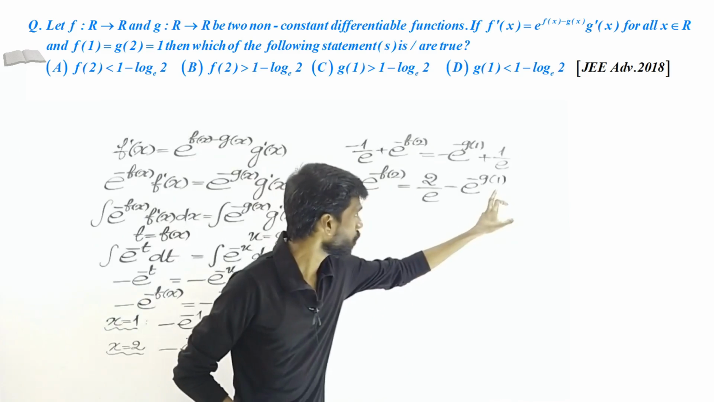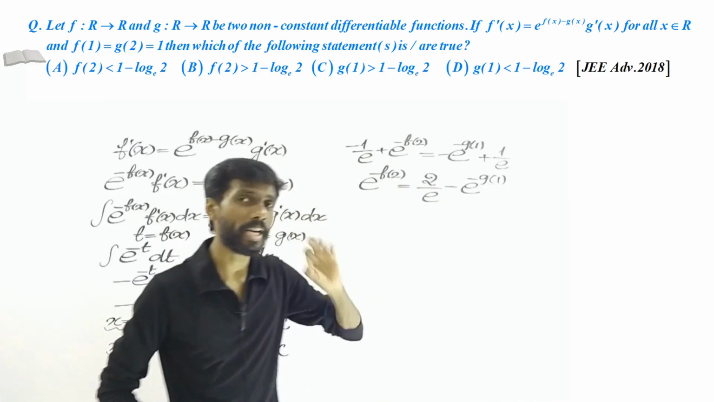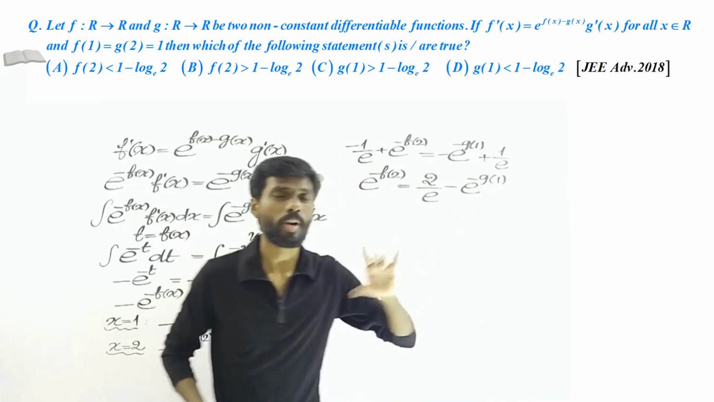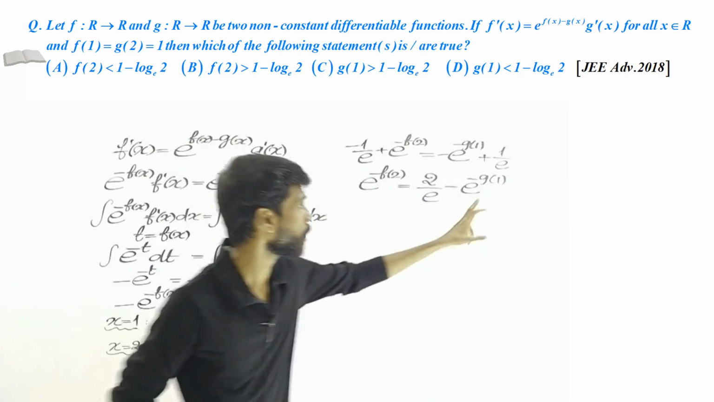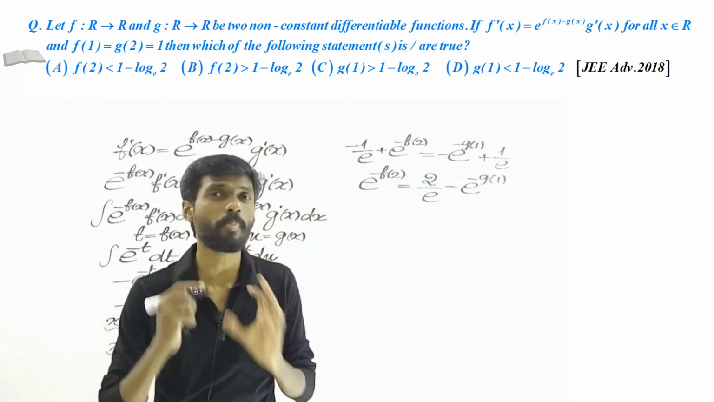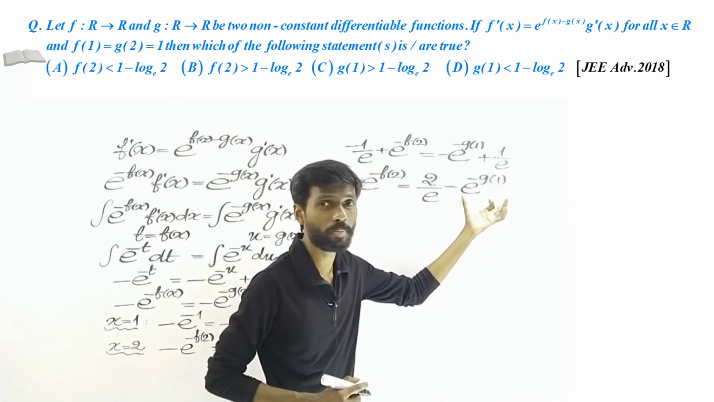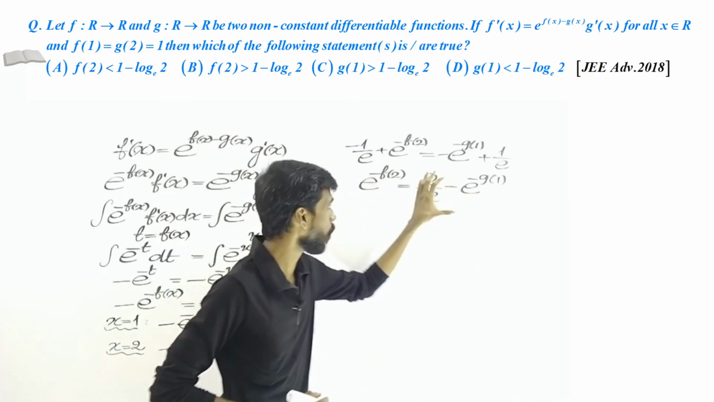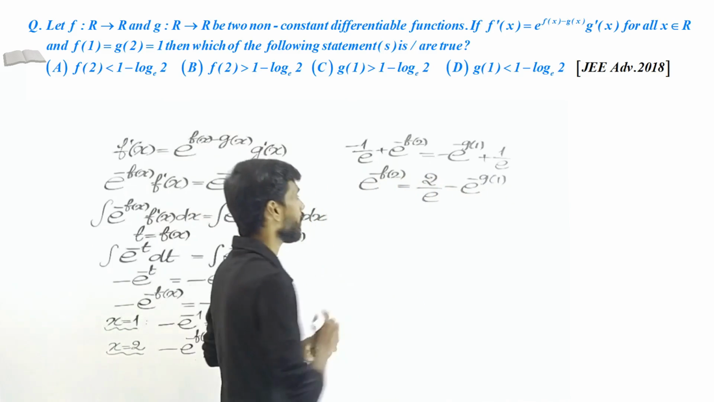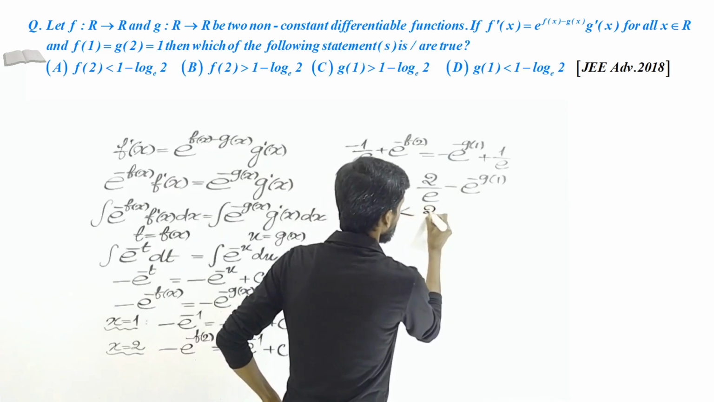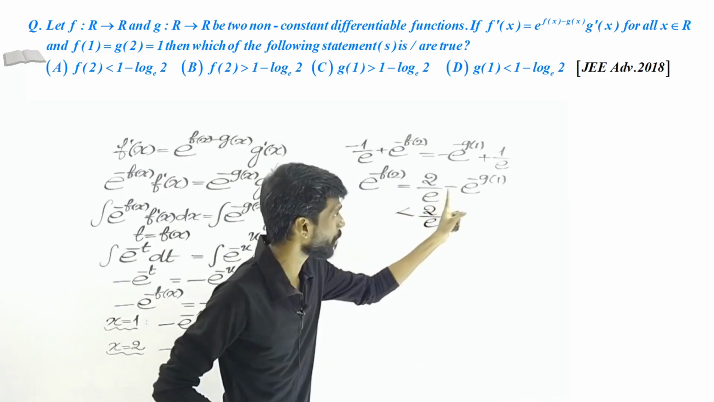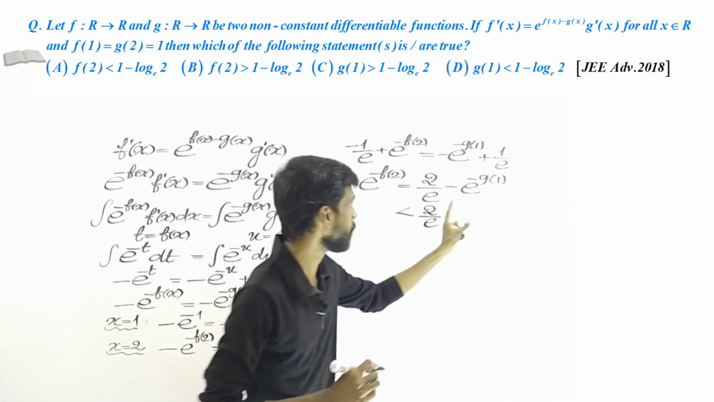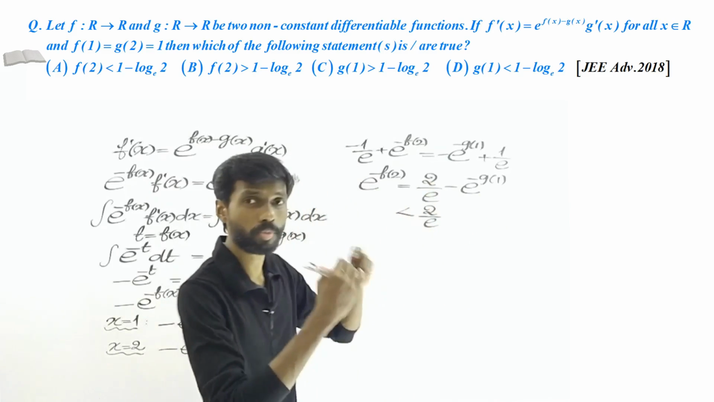So we don't know both these values, f of 2 and g of 1, but e to the power something, whatever this value is, negative or positive, e to the power that value is always positive, right? So this expression is always positive. If you subtract a positive value, the whole value will be less than 2 by e. So this value is less than 2 by e, because we are subtracting a positive value. When you subtract a positive value, this value becomes smaller, you understand?